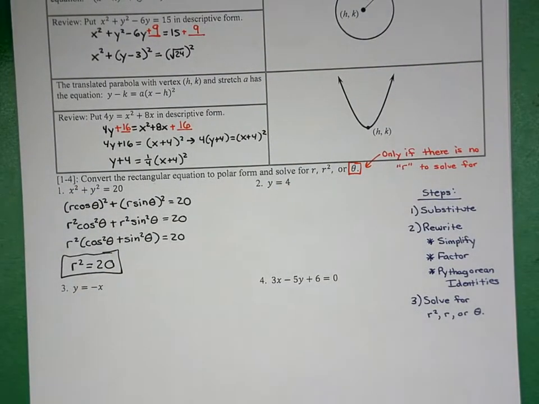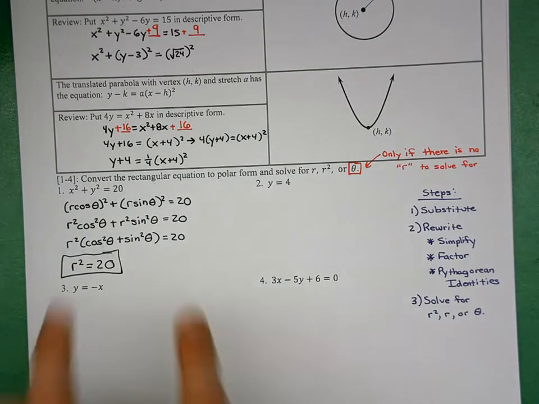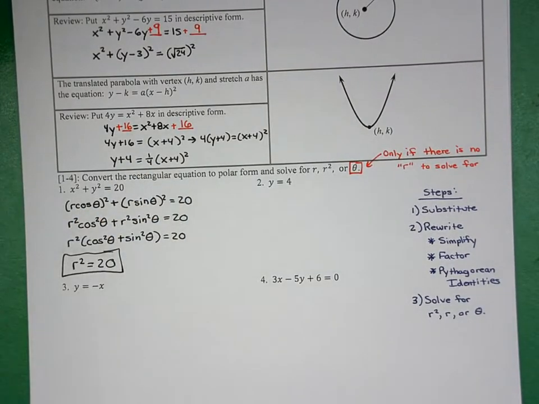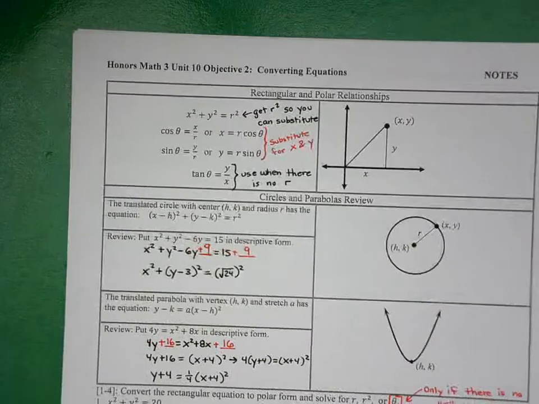The only reason I don't go with that as the first go-round is because not every problem is going to have x squared plus y squared, but every rectangular equation will have an x or a y, sometimes both. So this idea of substituting r cosine theta or r sine theta in will always work. You won't always be able to get it to say x squared plus y squared equals r squared. And the dangerous thing is, I've seen it happen, so you want to be careful.